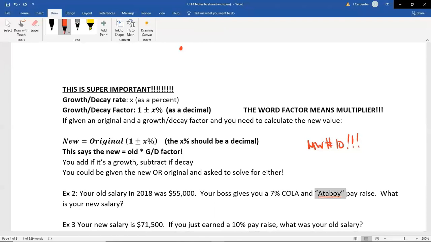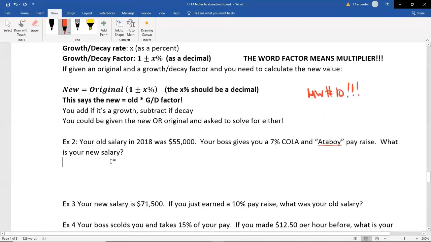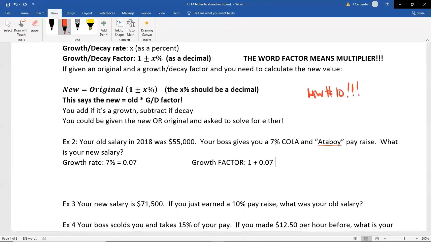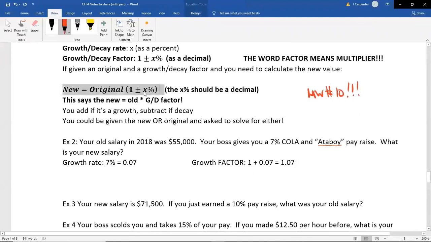So what we need to do is find the growth factor. We have the growth rate. The growth rate is the 7%, which as a decimal is 0.07. Meaning that the growth factor, remember, factor means this is what you multiply with, is just 1 plus the rate as a decimal. So 1 plus 0.07, which is 1.07. So if we want to find our new salary, we take the old salary and multiply it by 1.07. This is the formula. To find the new salary, you take the old and multiply it by the growth factor. And it's growth, not decay, because we gained.